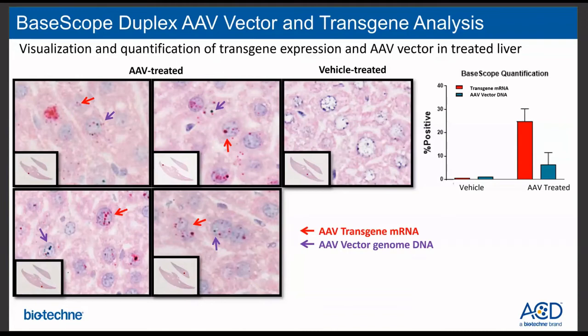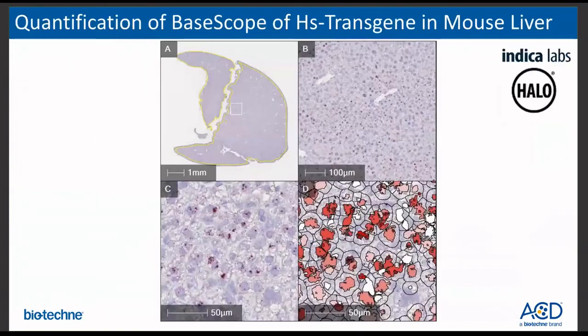So what we use to quantify, especially BaseScope AAV detection, is our HALO software from Indica Labs, which we have our whole imaging sub-team for this HALO analysis. It gives you granular cell by cell analyses, as we've aforementioned.